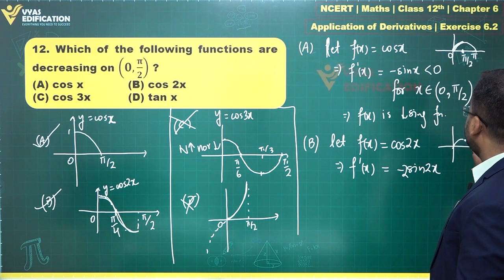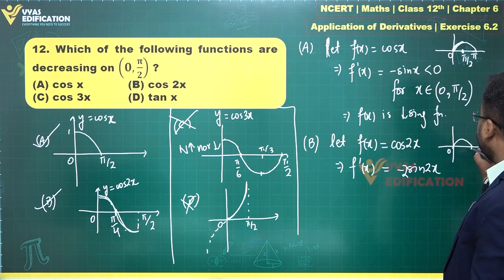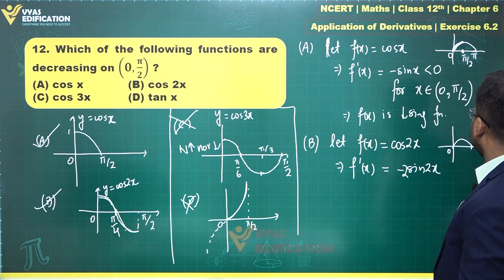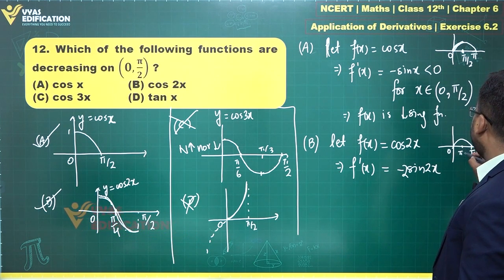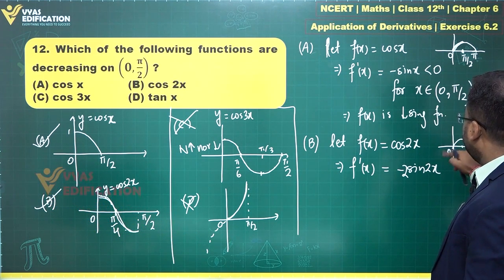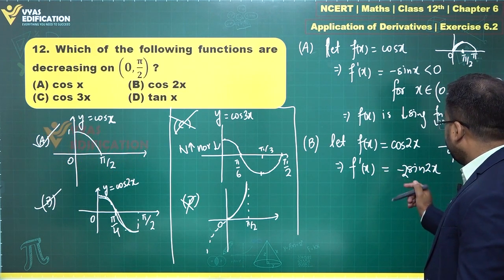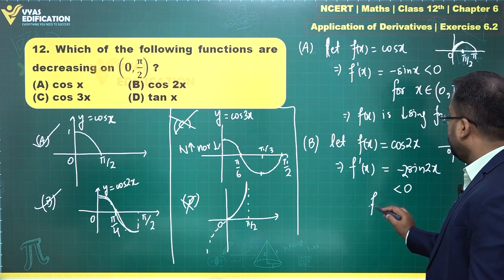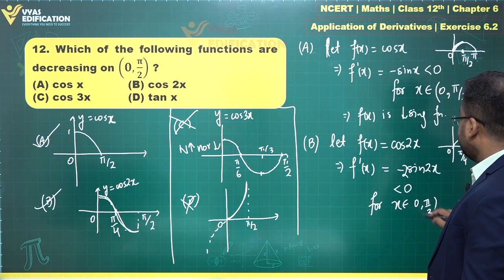What can you comment about the values of sin 2x? This is 0, this is pi. You will have to draw the graph again. This is pi by 2 over here. This is pi by 4 now, and the values are positive. Therefore, this is positive with a negative, this becomes less than 0. And for x belongs to 0 comma pi by 2, this is less than 0.